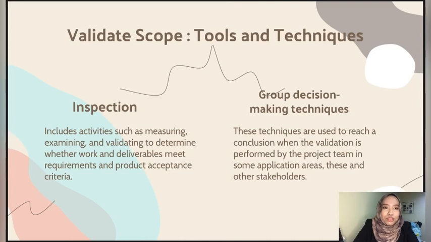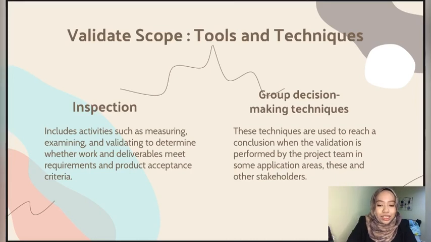Alright, we move to the next slide, which is validate scope tools and techniques. It has two, which is inspection and group decision-making techniques. Alright, for inspection, it includes activities such as measuring, examining, and validating to determine whether work and deliverables meet requirements and product acceptance criteria.